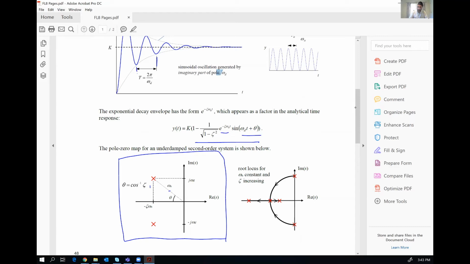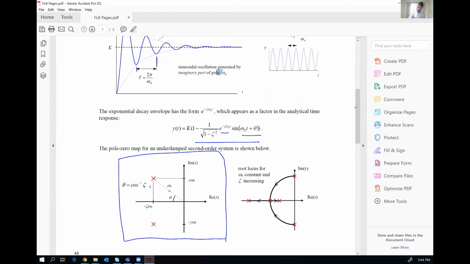We can basically just look at it: cos theta is base divided by the hypotenuse, and the base is zeta omega n. The hypotenuse is omega n, so we can get this relationship. Even though you can derive these expressions, and some of these expressions are also there in the list of formulas, I think you can memorize this figure because these relationships will be used quite often.